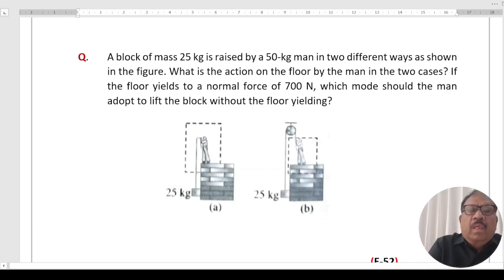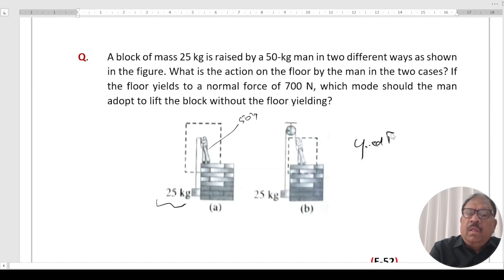The question is, a block of mass 25 kg is raised by a man whose mass is 50 kg in two different ways as shown in the figure. What is the action on the floor by the man in the two cases? If the floor can bear a normal force of 700 Newton, which mode should the man adopt to lift the block without the floor yielding?